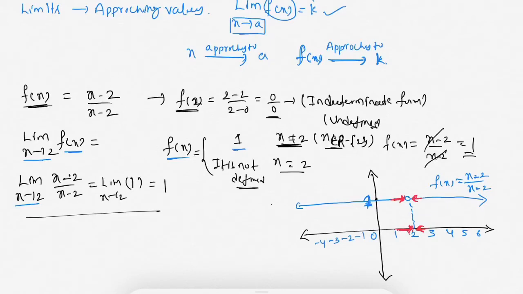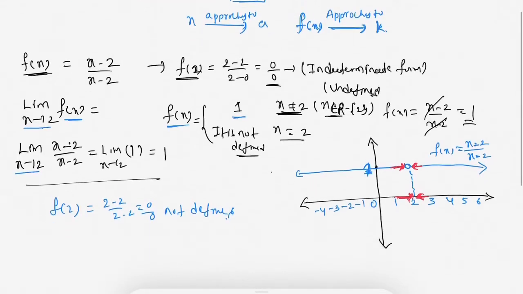If I ask what is f of 2, f of 2 equals 2 minus 2 by 2 minus 2, which is 0 by 0, it is not defined. That's why I kept the big hole here, because it is not defined. So this is what we learned. Now we will see one more different problem related to limit solving.